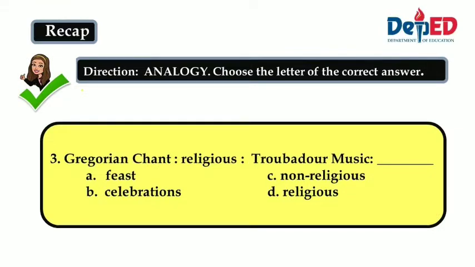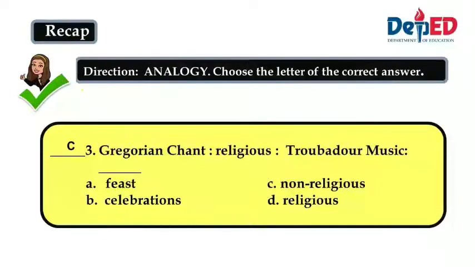Number 3. Gregorian chant is religious, while troubadour music is blank. Is it A. Feast, B. Celebrations, C. Non-religious, or D. Religious? The correct answer is letter C. Non-religious.